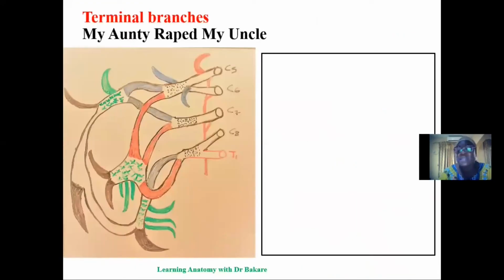Then going to the terminal branches, which are the end branches that emerge from the brachial plexus, and these are highlighted in black. We have 5 of these branches, and going through this mnemonic, it will help us to remember these branches. And this states that my auntie raped my uncle.